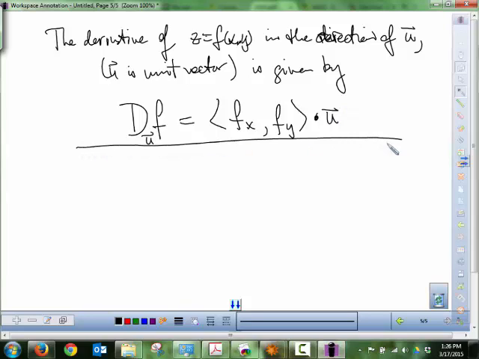So back to my question. What's the directional derivative of f in the x direction? Your unit vector is your i, right? It's 1, 0. So what should your answer be is what I'm asking. It should be fx, right? So this is fx, fy, dotted with i, which is 1, 0. And that's just fx.